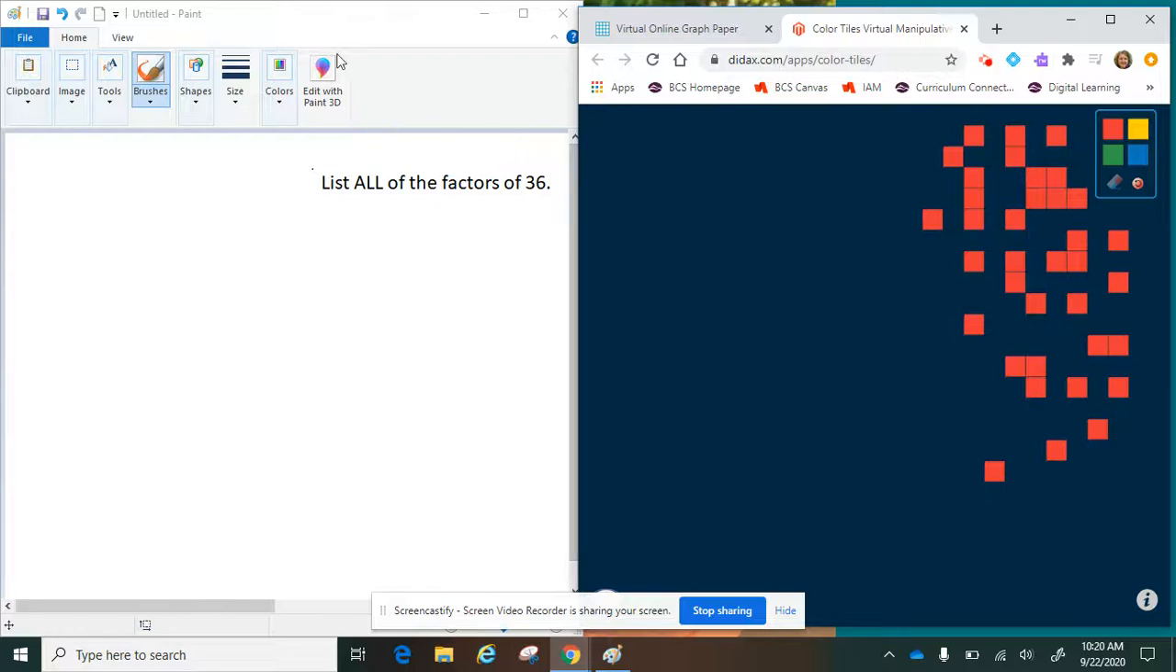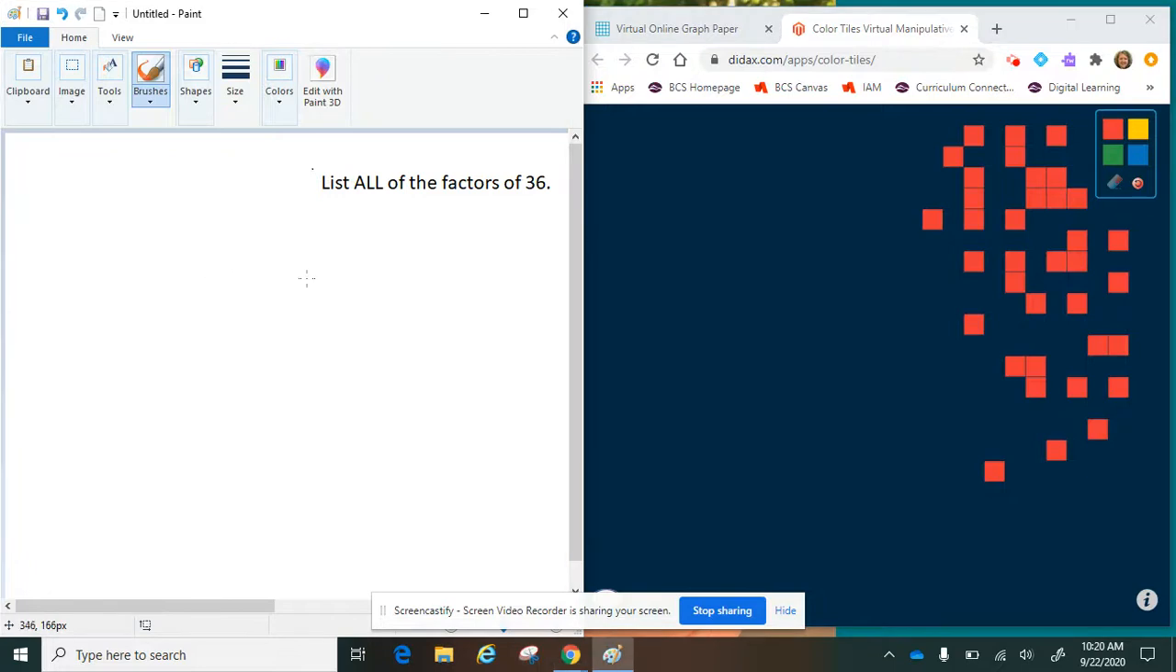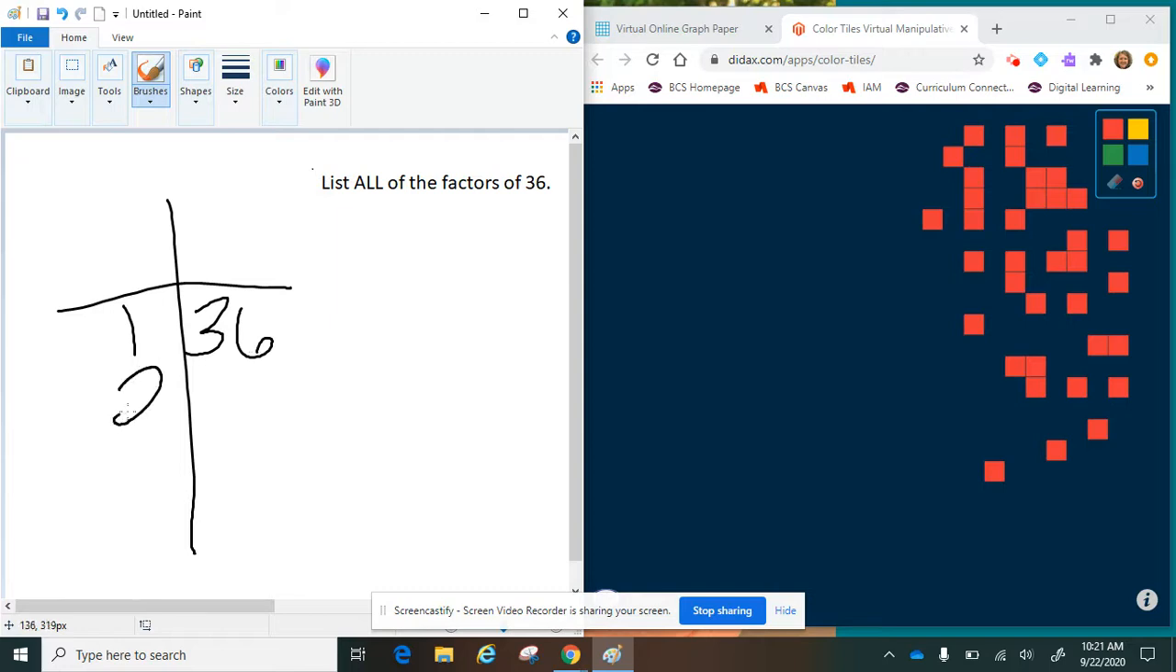If I'm working to find all of the factors of a specific number, I always want to start with a T-chart. First of all, I know that 1 is always a factor of every number, so I don't need to line up my tiles or my grid paper for that one because I know that 1 times a number will always equal that number. When I think about my next factor, 2, will 2 be a factor of 36?